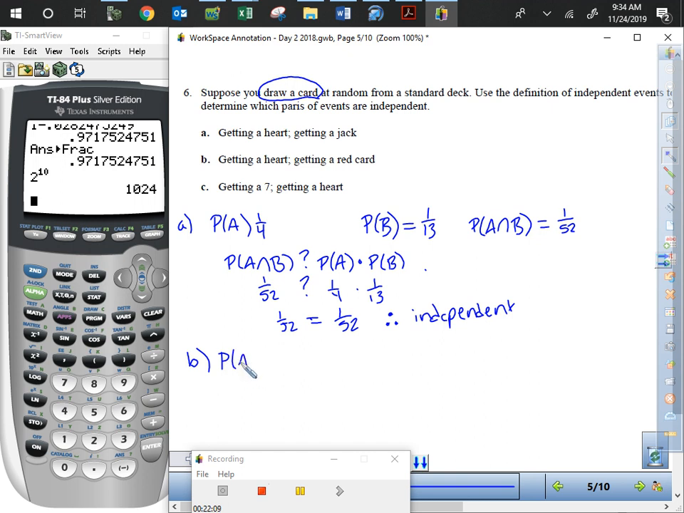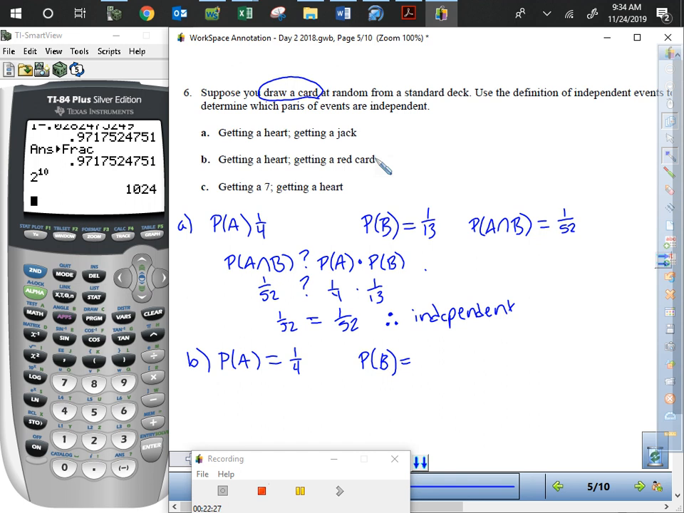Okay? I want you to pause the video and go think about what those 2 probabilities would be for this one. We can talk about the intersection together because usually that's a little bit more tricky, but pause and get those 2 separate ones done for me. Okay. Getting a heart, again, is 1/4. Getting a red card is not 1/4.